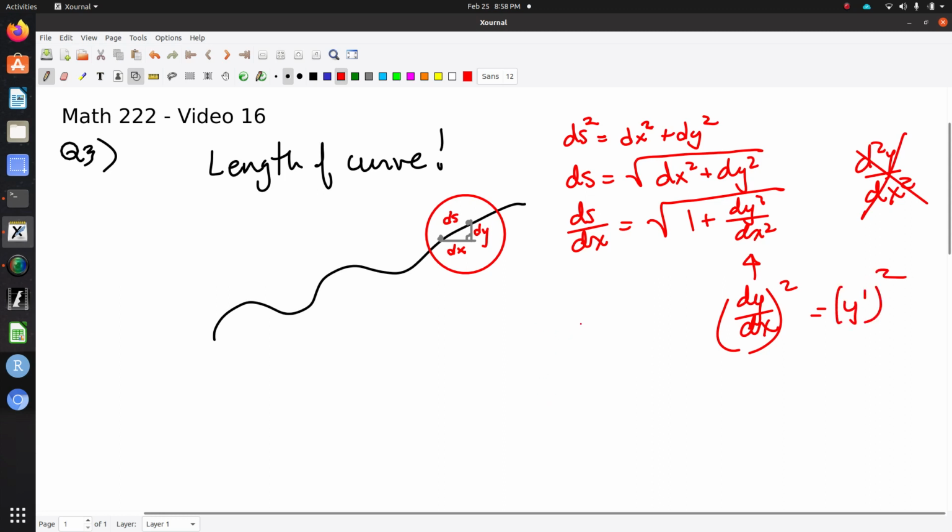So, now what I'm going to do is multiply both sides by dx and get ds is just this lovely expression. It looks a little simpler now. Okay, and so that's where that all comes from.